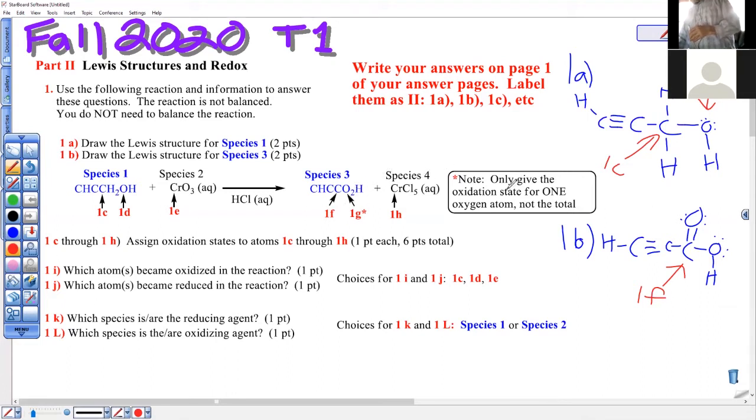Note, only give the oxidation state for one oxygen atom, not the total. So pick an oxygen. They both have the same oxidation state. Trust me.